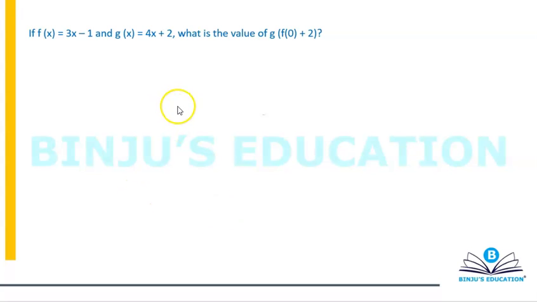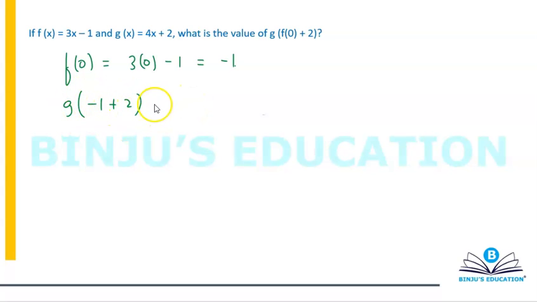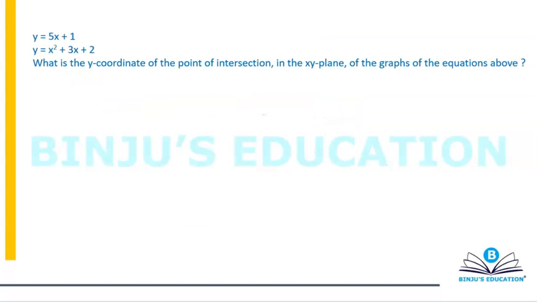Okay, so we need to figure out g of f0 plus 2. Now this is a pretty simple question. So f0 will simply be equal to 3 times 0 minus 1, which is equal to negative 1. So g of negative 1 plus 2, which is simply equal to g of 1. And that is 4 plus 2, which is simply equal to 6. Good, well done. Okay, try the next one.